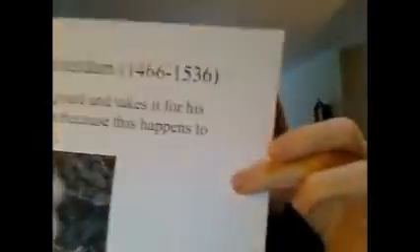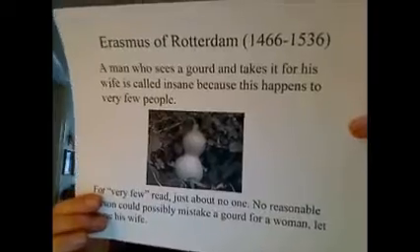I love this slide from Erasmus, the Erasmus of Rotterdam quotation, which, again, I'm having trouble getting into the screen. He said, "A man who sees a gourd and takes it for his wife is called insane because this happens to very few people." He probably said that in Latin, and it probably sounded better in Latin. Now, for very few, you should read just about no one. No reasonable person could mistake a gourd for any woman, let alone for his wife, and therefore the fact that no rational person could believe this makes it an insane delusion.